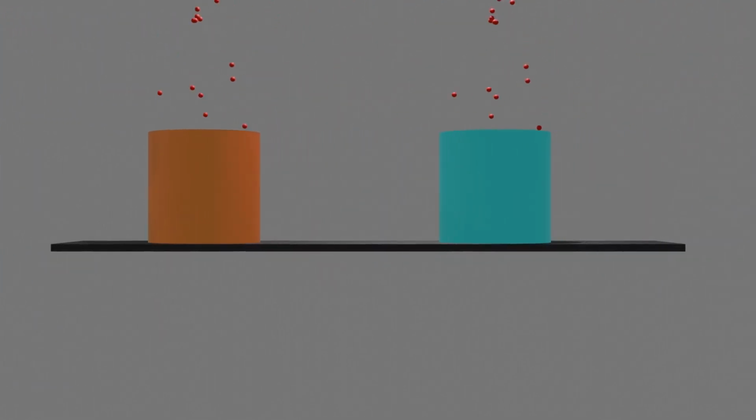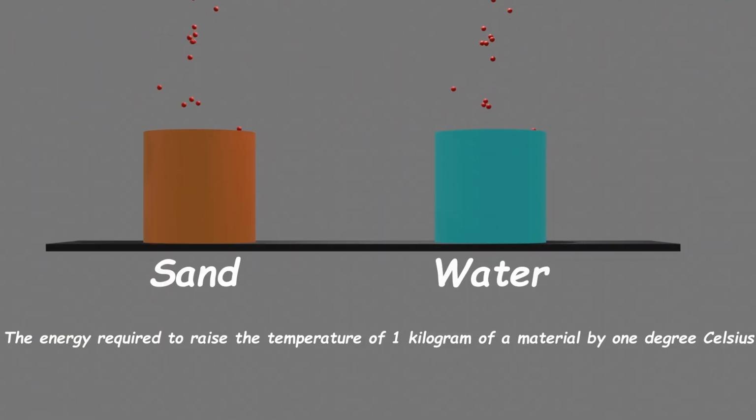Its definition is simple: the energy required to raise the temperature of 1 kilogram of a material by 1 degree Celsius. Let's take an example below. We have 1 kilogram of sand and water. How much energy would be needed to raise their temperature by 1 degree Celsius?